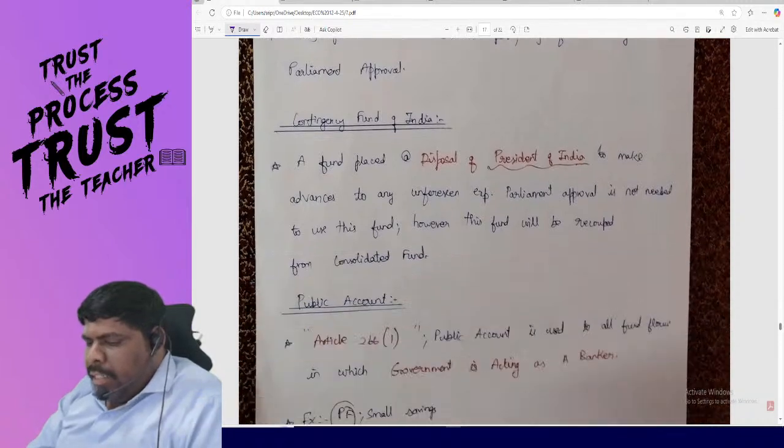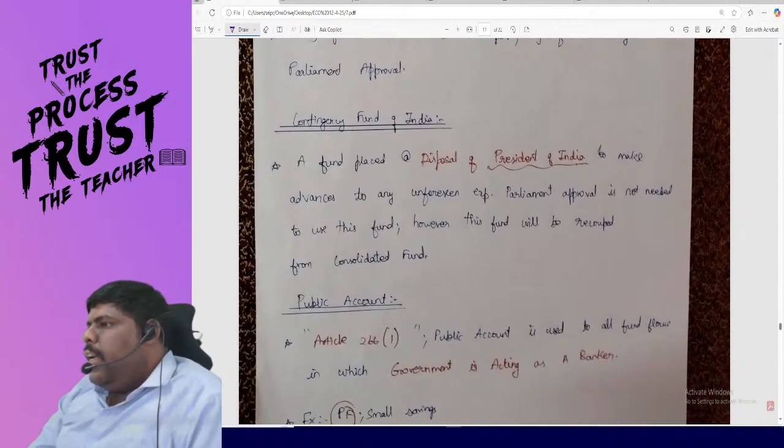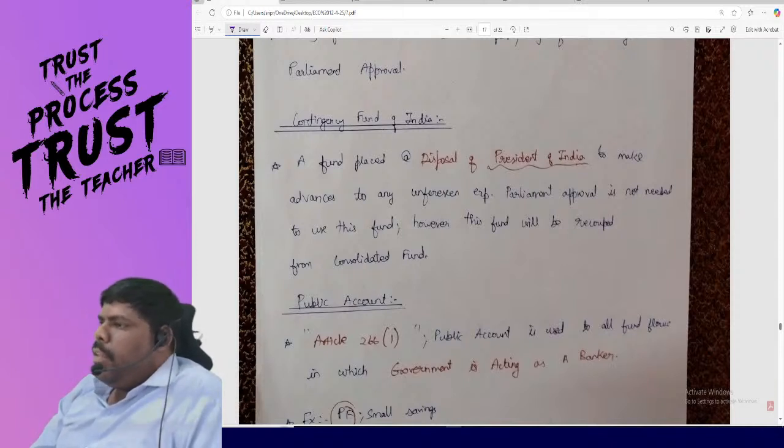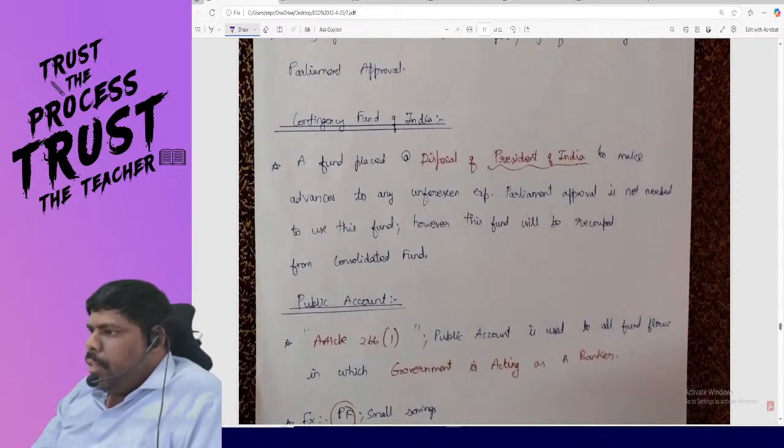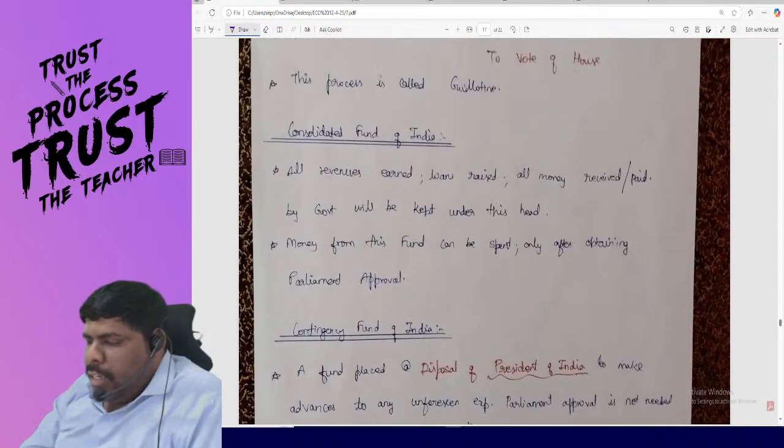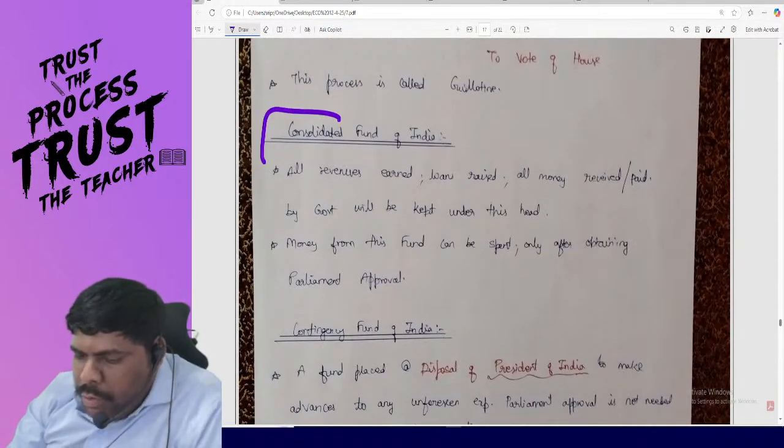Then comes contingency. Contingency means what? Emergency or unlikely or uncertain events. So to take the money from the Contingency Fund of India, it is normally disposed by the President of India. For the Consolidated Fund, see, to take money from this, you need Parliament approval.